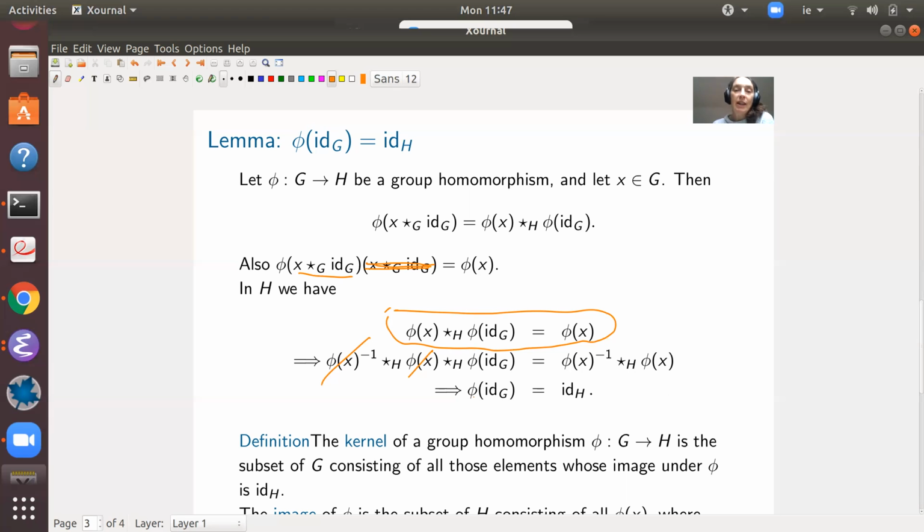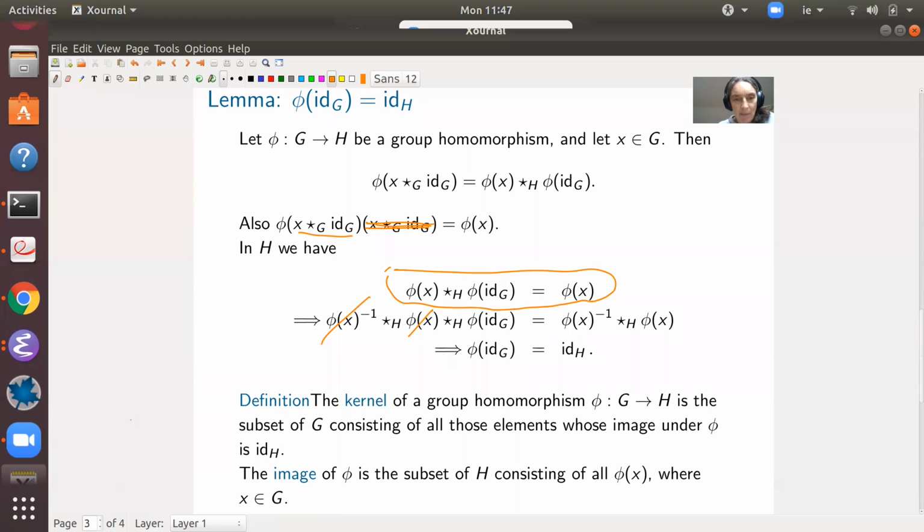If you don't have the patience right now to go through the steps of this proof, don't worry about it. Just remind yourself that what the lemma is saying is something that we will probably expect and certainly is plausible, that a group homomorphism must carry the identity element in the domain group to the identity element in the target group. Okay. We have a definition associated with that, not entirely, but related.